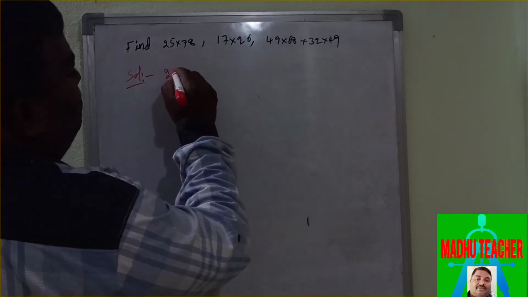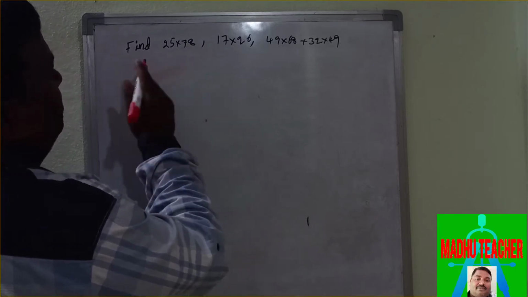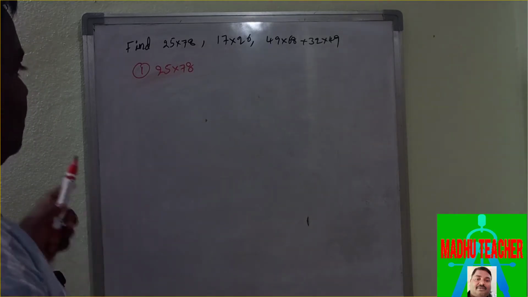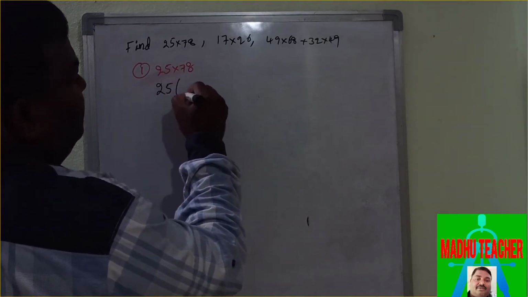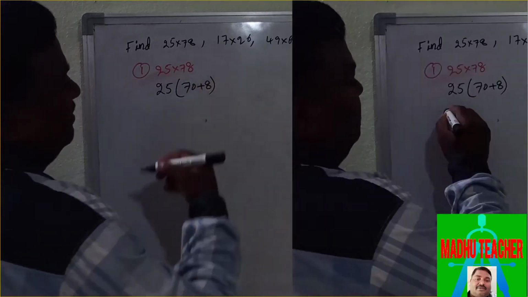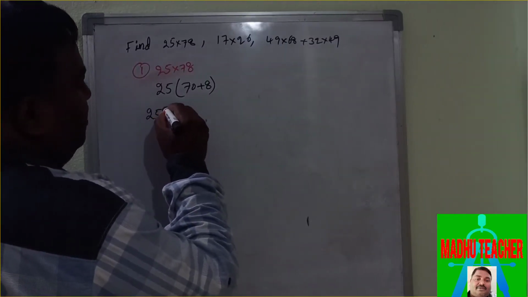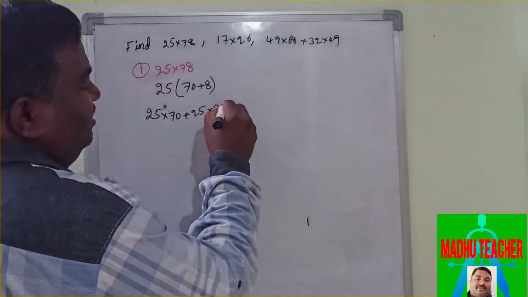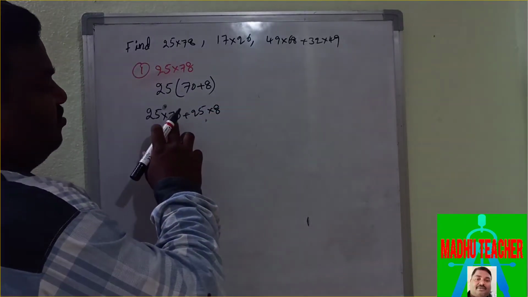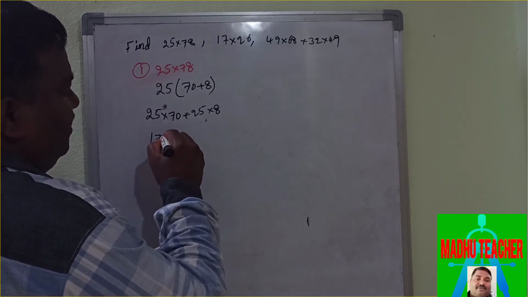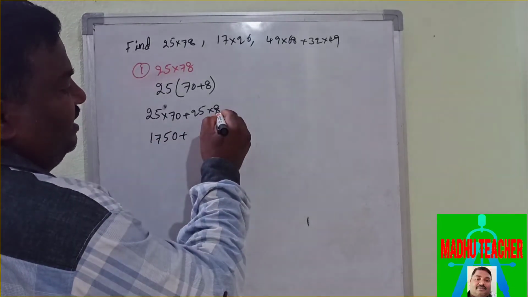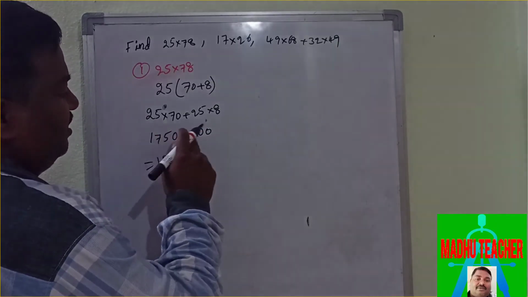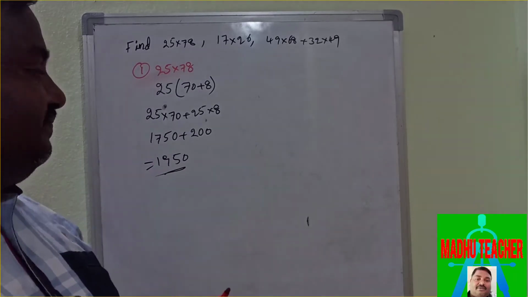First question is 25 into 78. Okay. So let us see 25 into 78. We can write 78 as 70 plus 8. By distributive property, we can write 25 into 70 plus 25 into 8. 25 into 7, 175, 0. 25 into 8, 200. By adding these two, we will get 1950.